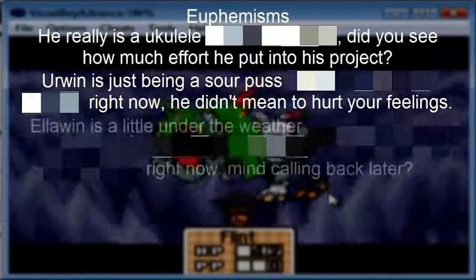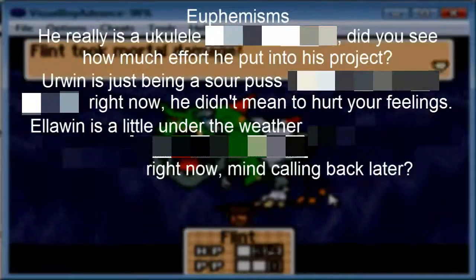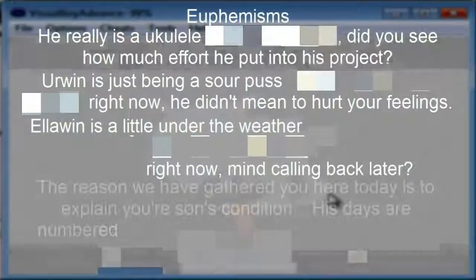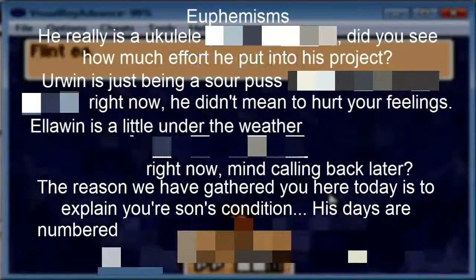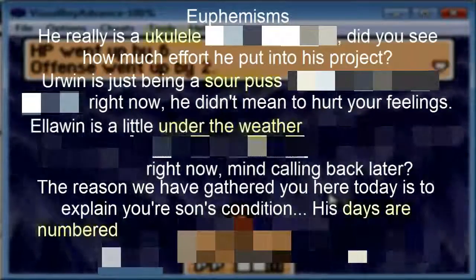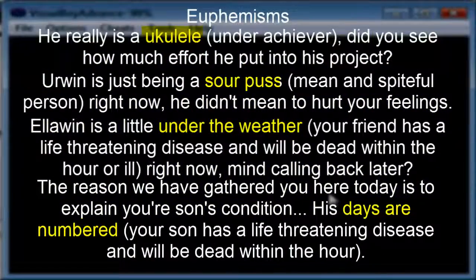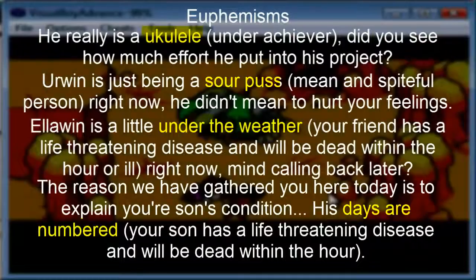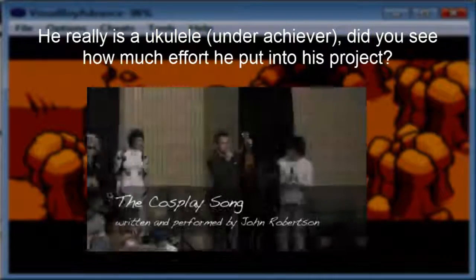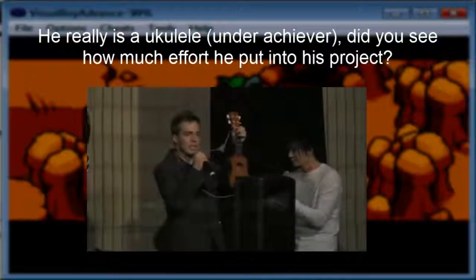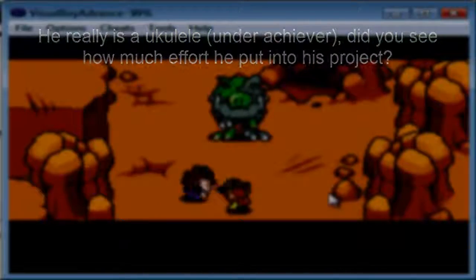He didn't mean to hurt your feelings. Ellen is a little under the weather right now. Mind calling back later? And the reason we have gathered you here today is to explain your son's condition. His days are numbered. I will now unblock the explanations for the euphemisms and highlight them as per usual, and move on to the next one: hyperboles. This is a ukulele. Ukulele is a Polynesian word meaning underachiever.